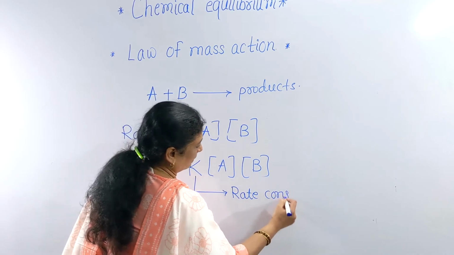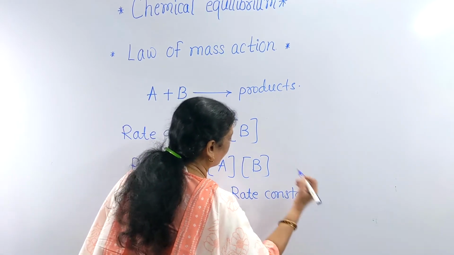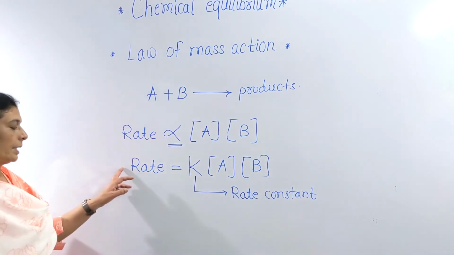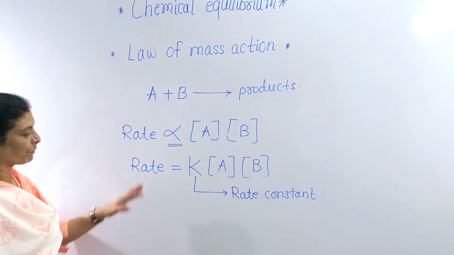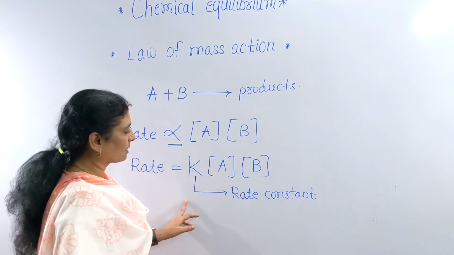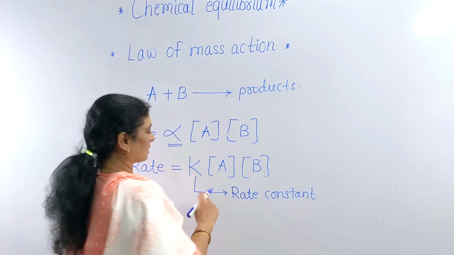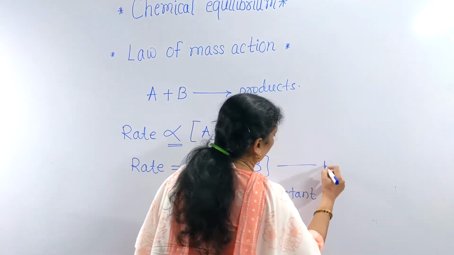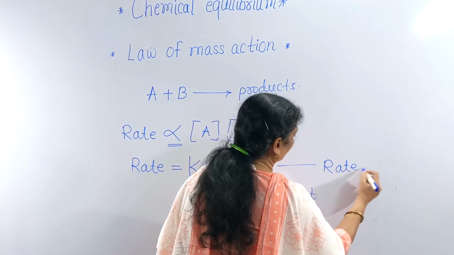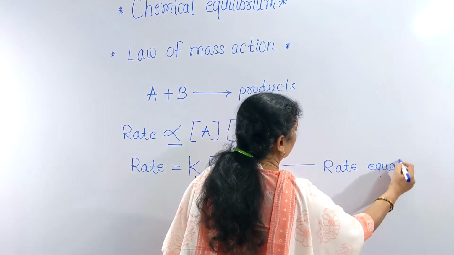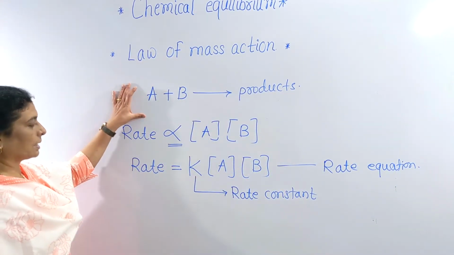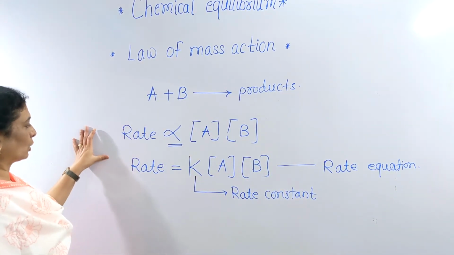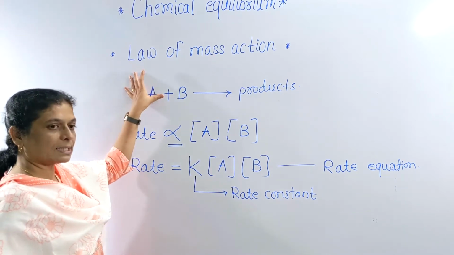In this equation, what do we call K? Rate constant. Rate is equal to K into concentration of A into concentration of B, where K is proportionality constant. This is called as rate constant and this equation is called as rate equation. For this reaction, this equation we call the rate equation. For any reaction we can write the rate equation according to law of mass action.